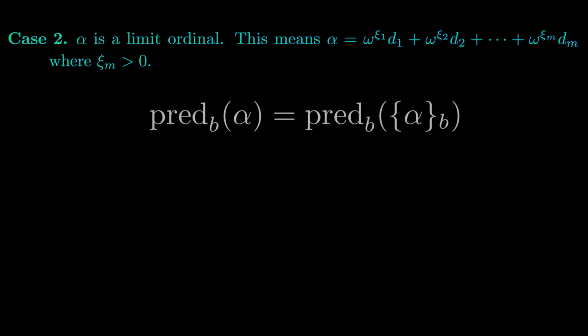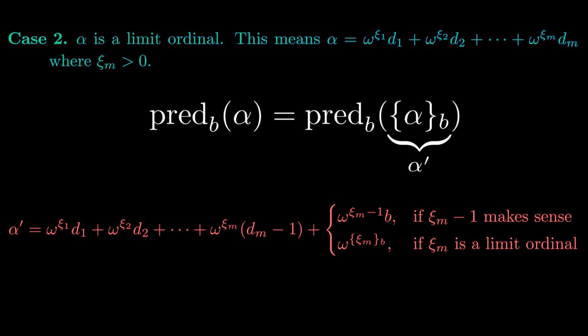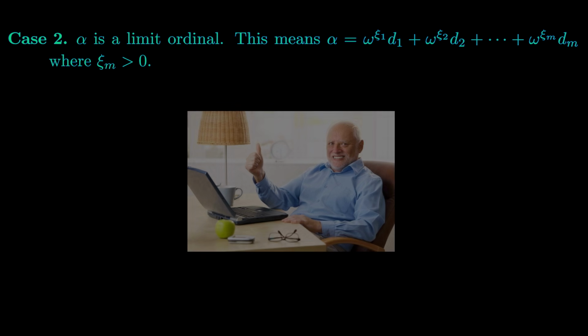In this case, the base b predecessor of alpha is by definition the base b predecessor of the base b borrow of alpha. Let's call this base b borrow alpha prime. We've already studied what the base b borrow of an ordinal is supposed to look like, and we have two cases depending on if the smallest exponent of omega is a limit ordinal or not. Either way though, we're golden.